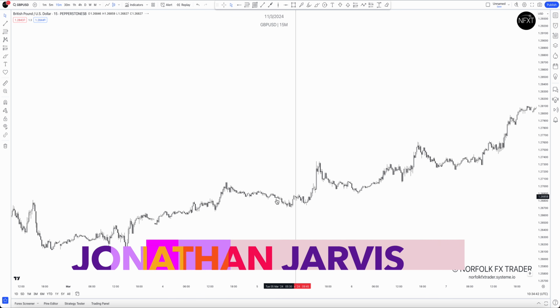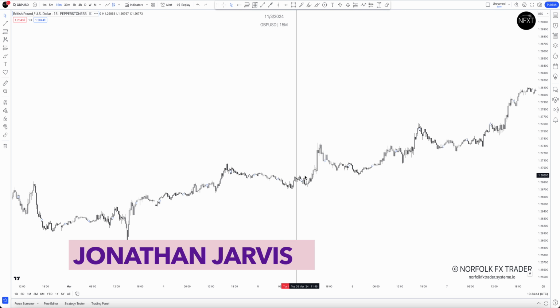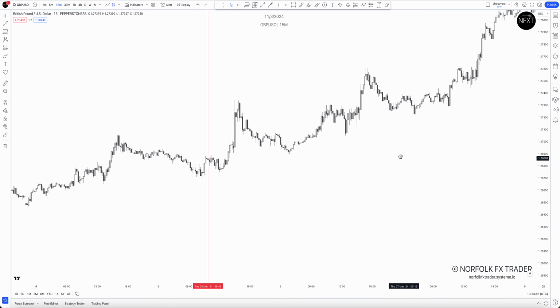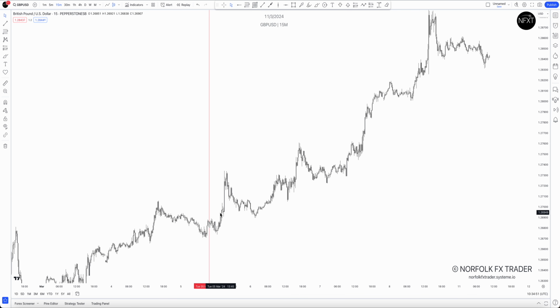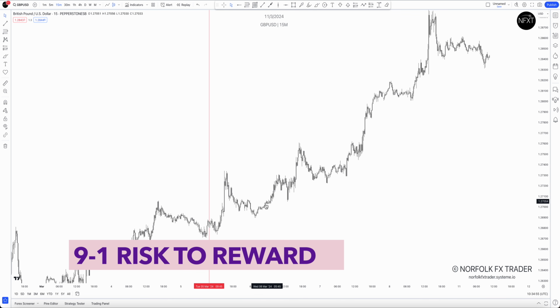I've actually marked it. Okay, so the trade was right here in the market. This is where I looked at taking that trade. Now you can see that the market has completely just exploded up since taking this trade. Now I only took just under 9-to-1 risk to reward on this trade.